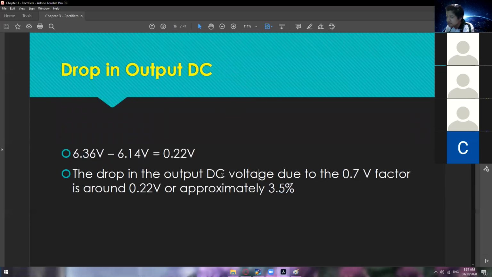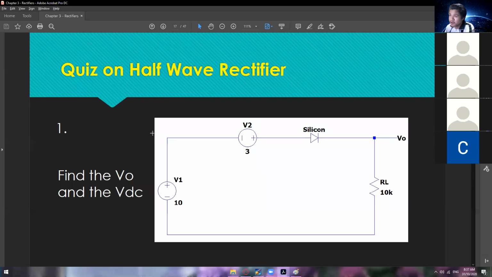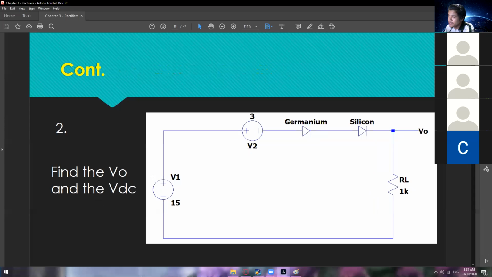All right. So as usual, after the examples, we're going to have a quiz. Don't worry, this one is super easy. Just by looking at that circuit, you already know the answer for V sub O. For VDC, you have to use a calculator. So find only two missing values, the V sub O and then the VDC. So we have two numbers here, 1 and then 2.